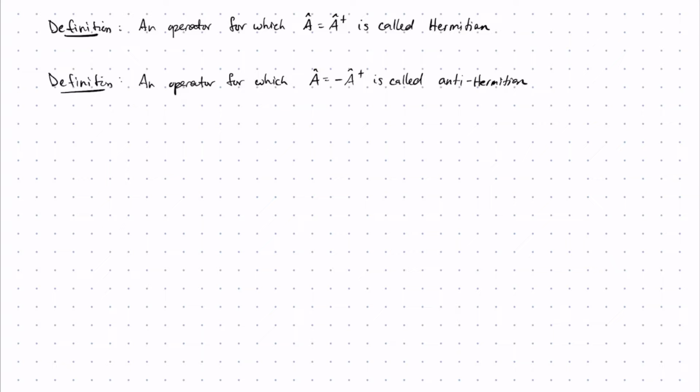The related definition is that an operator for which A dagger is equal to minus A is called anti-Hermitian. Anti-Hermitian operators won't come up nearly as much in this class as Hermitian operators will, but they have some similar and related useful properties, and so they will come up from time to time.